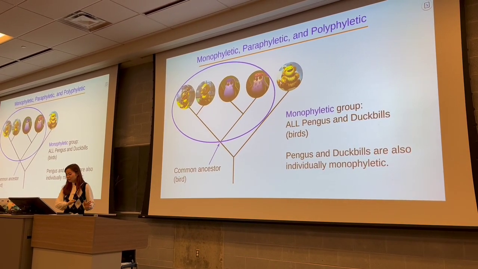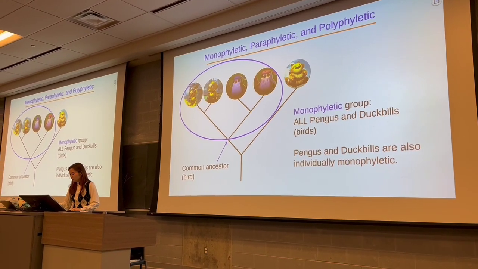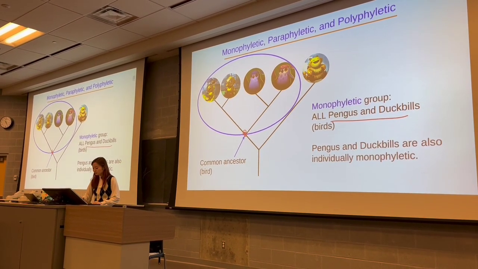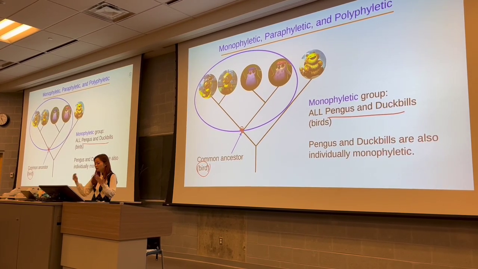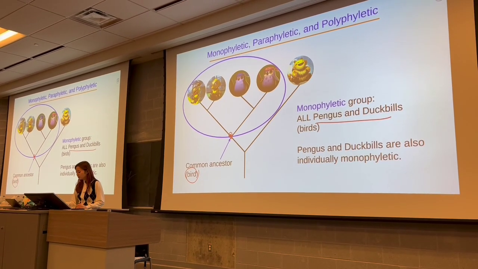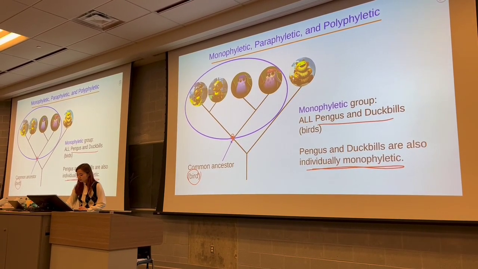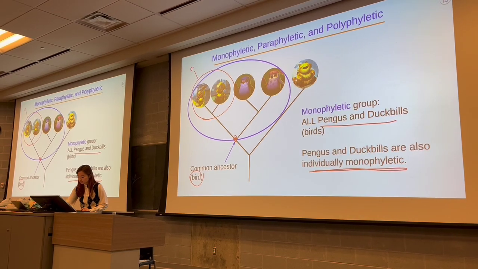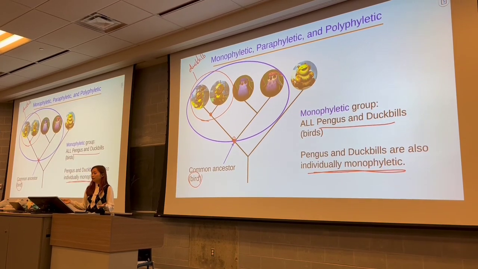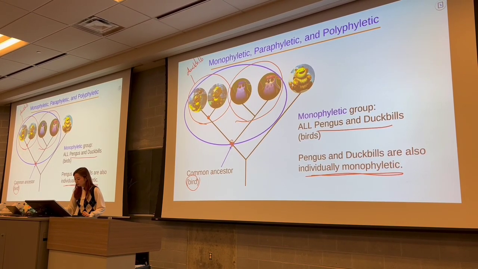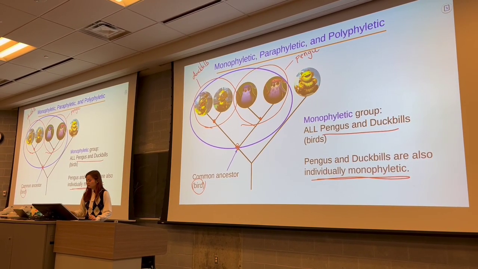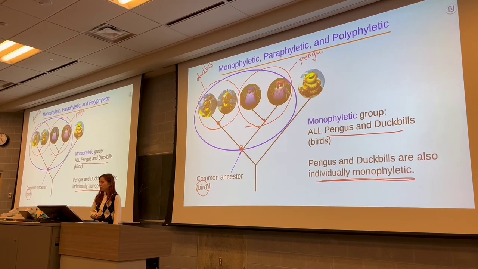Okay, for demonstration, again, monophyletic, pretty easy, right? All penguins and duckbills, so the birds, are a monophyletic group. They share this common ancestor, which was presumably also a bird. We're going to hypothesize that. Also, penguins and duckbills themselves are individual monophyletic groups, because duckbills are monophyletic because they share this hypothetical duckbill ancestor, and same with penguins. Penguins share a penguin ancestor, right? So each of these are also individually monophyletic.